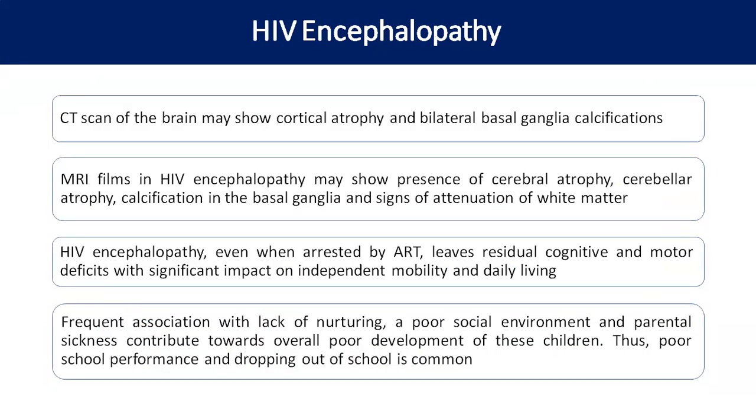How to work up? CT scan of the brain may show cortical atrophy and bilateral basal ganglia calcification. MRI in HIV encephalopathy may show cerebral atrophy, cerebellar atrophy, calcification in the basal ganglia, and signs of attenuation of white matter. HIV encephalopathy, even when arrested by ART, leaves residual cognitive and motor deficit with significant impact on independent mobility and daily living. Frequent association with lack of nurturing, a poor social environment, and parental sickness contribute to an overall poor development of these children. Thus, poor school performance and dropping out is very common in patients with HIV encephalopathy.